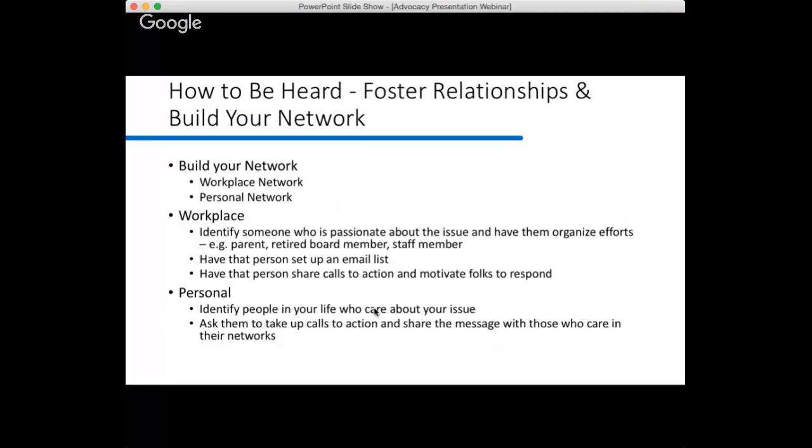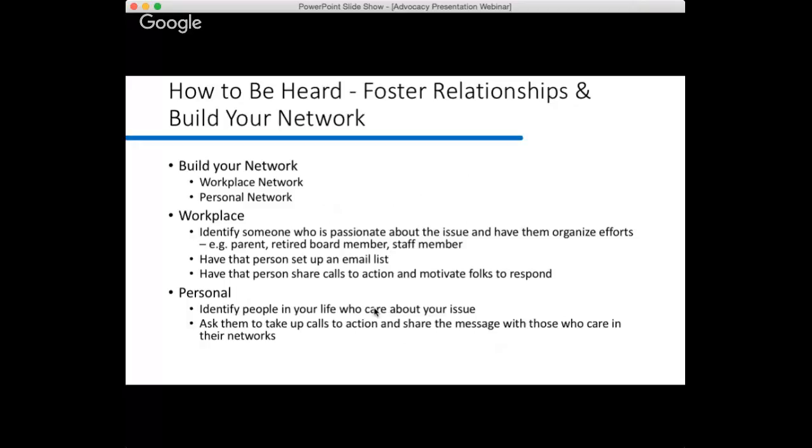In addition to getting to know your elected officials, you also are going to want to build your own network. So you have a couple of different networks that you can work here. So you have your workplace network, so your organization, people who care enough to advocate legislatively on behalf of these issues. And then also your personal network, so your family, your friends, your acquaintances, your peers.